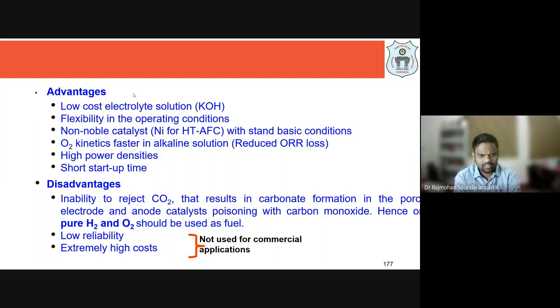And some of the disadvantages, as we have discussed already, if you are not removing the CO2 which is formed in processing the hydrocarbon to hydrogen, there will be carbonate formation in the electrode which may poison the catalyst. That's why we should use either pure hydrogen and oxygen preferably. And with respect to reliability, it is low reliable and extremely high cost is involved. That's why they are not being used for commercial applications.